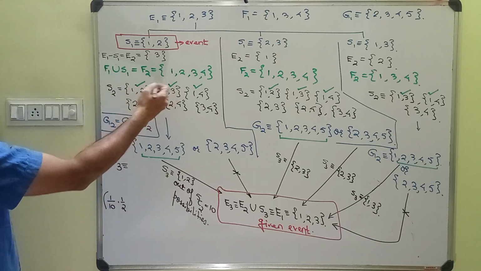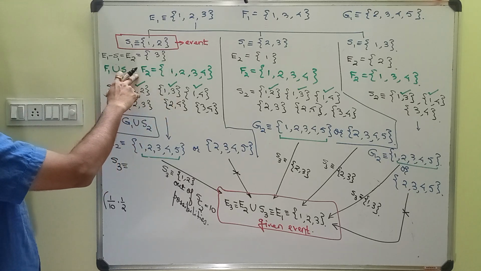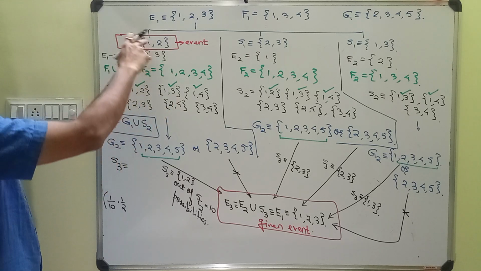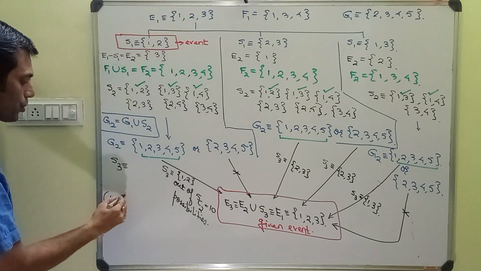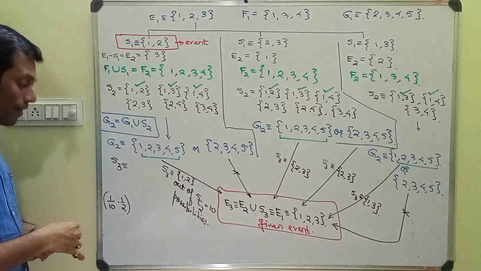Probability of S2 here is half, forming this, and S2 is formed once from here, and once from here and one third from here. So that's all about the calculation of this, and this is the event which is your favorable event.